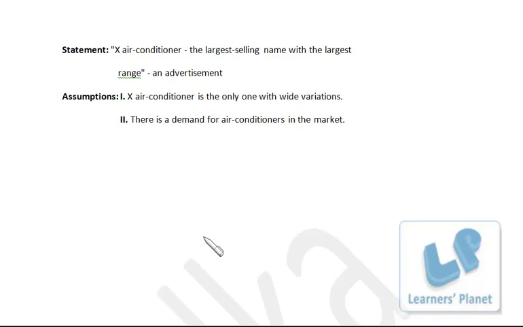The statement is telling that this particular brand has a wide variety or it has the largest range, but it is not mentioned for other brands of air conditioners, right? So the first one cannot be implied.